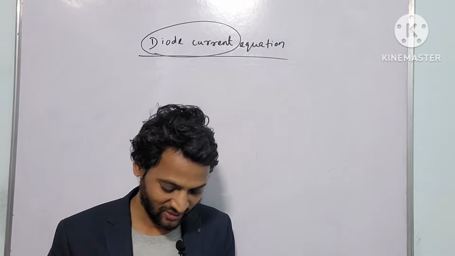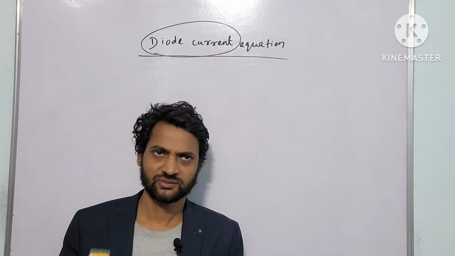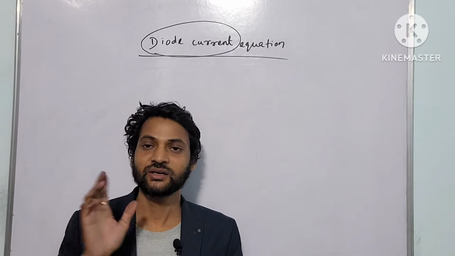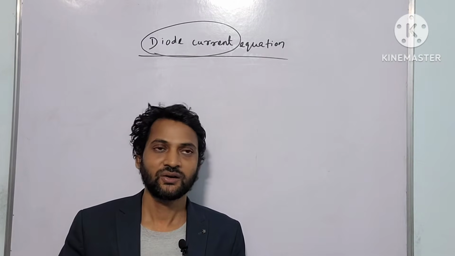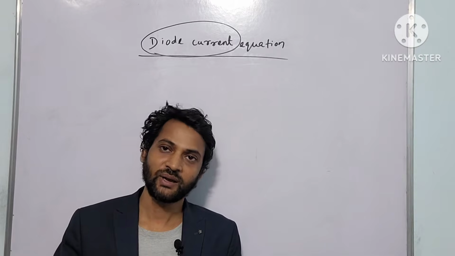Hello students. In this lecture I am going to explain about the diode current equation. What is the diode current equation? From this, usually an MCQ kind of question or a short numerical is asked. What is diode current? Diode current is the current which will flow through the diode at various conditions during forward bias and or reverse bias.